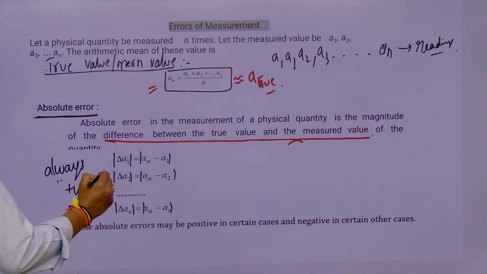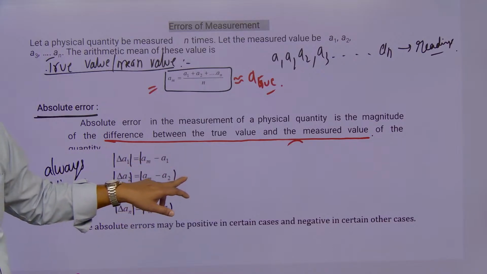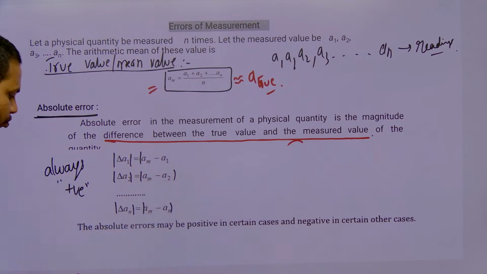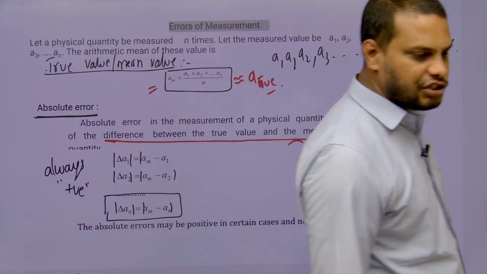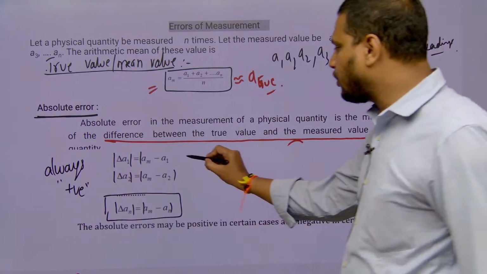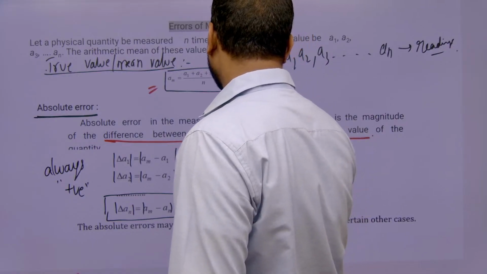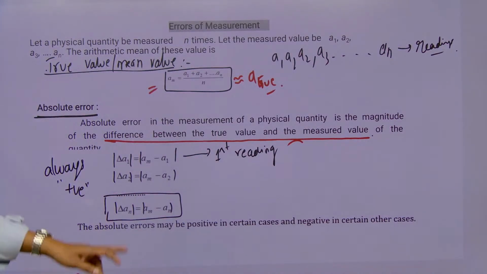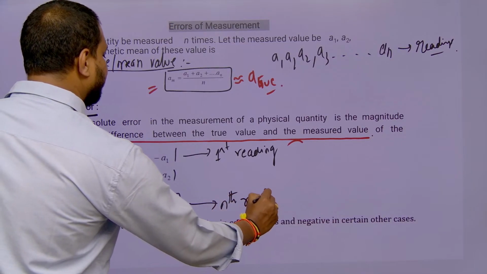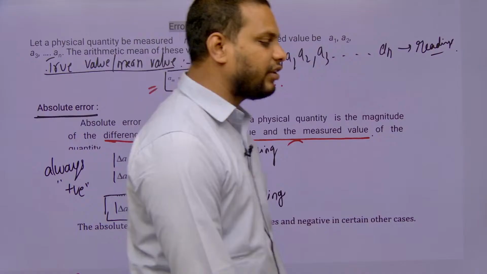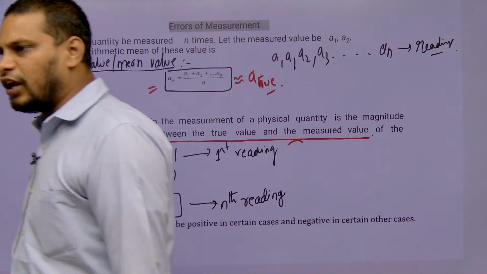Right, so then you write down, this is the absolute error in the first reading. This is the absolute error in the second reading. Like that, this is the absolute error in the nth reading. So just write down. This is the absolute error in the first measurement or first reading, and this is the absolute error in the second reading, and so on. In the nth reading, the absolute error is a_m minus a_n, where a_m is the true value or mean value.